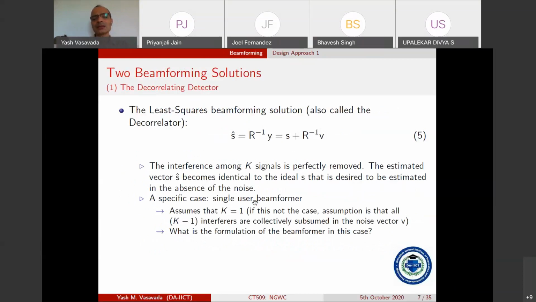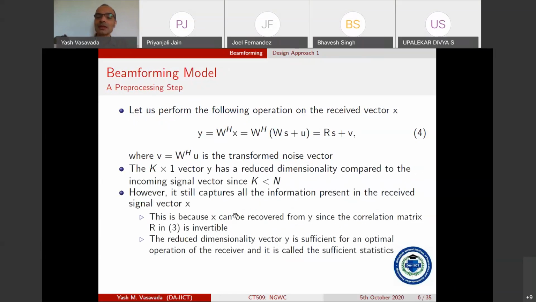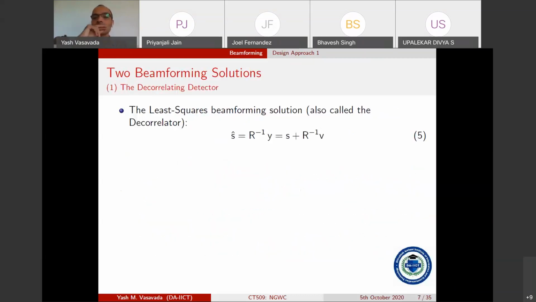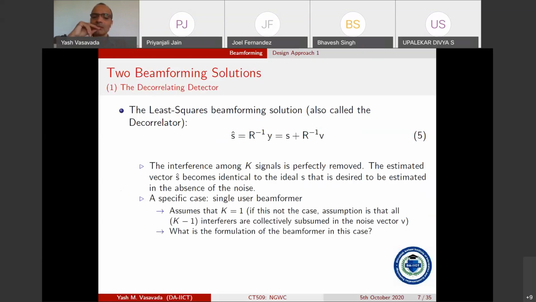But let us not consider that other case. Let us just assume that K is actually indeed 1. Then can you tell me what happens to equations 4 and 5? Correct. So R will be a scalar, right? And so now this will be just dividing Y by just a scalar. What will that be called now?